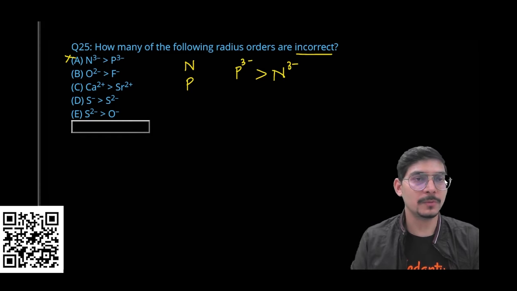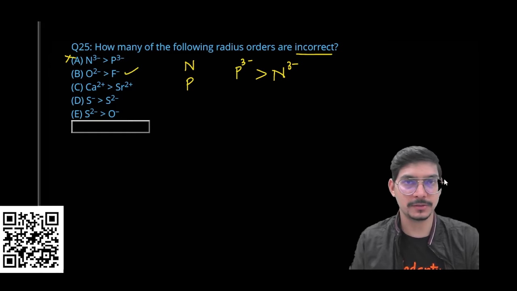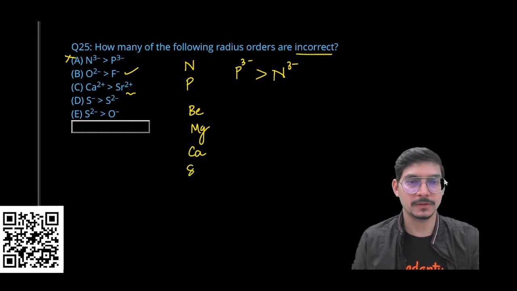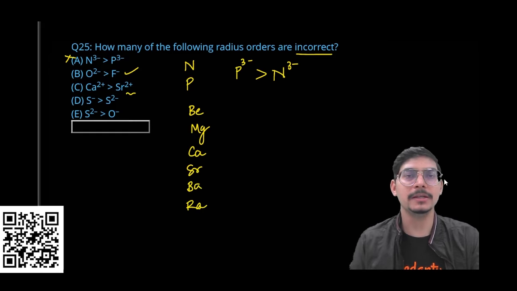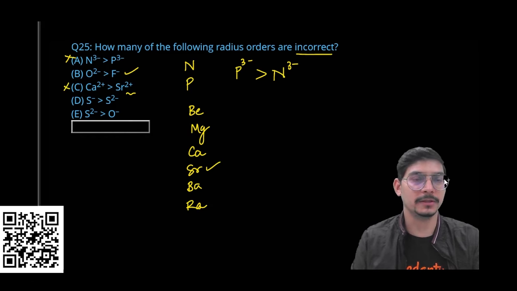In the second order, O2 minus is bigger than F minus. This is correct. O2 minus and F minus are both isoelectronic species, so the greater the charge on an ion, the larger will be its radius. So this order is correct. In order C, calcium ion is bigger than strontium ion. Again, this is incorrect because in group 2 we have beryllium, magnesium, calcium, strontium, barium, and radium. As we move down the group, the ionic radius increases, so it is the strontium ion that is larger than the calcium ion, not the other way around. So this is also incorrect.